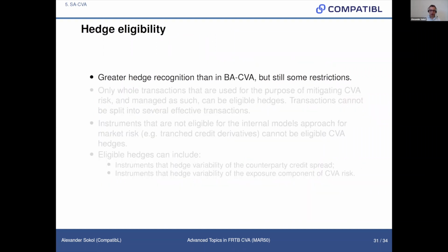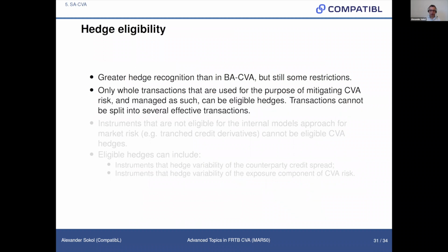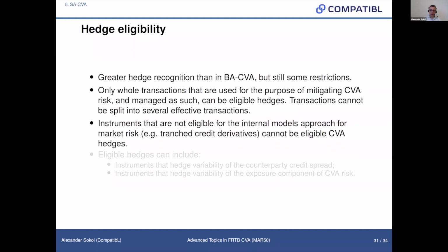Regulation says you have to take it into account. And finally, hedge eligibility. Again, broader than BA-CVA, but only whole transactions. So banks that hedge PV and CVA together against market risk other than the credit spread of the counterparty will not be able to split the hedges. You have to assign it to one side or the other side, and that's potentially a problem. It's one of the panel questions.